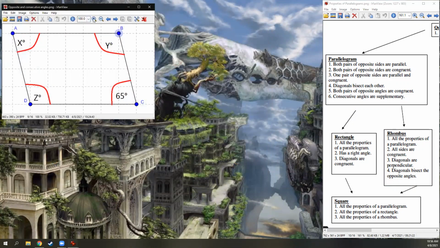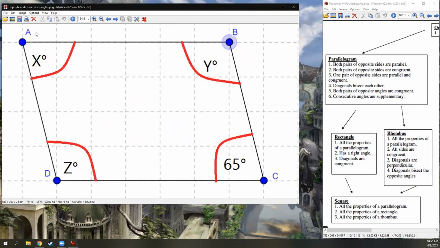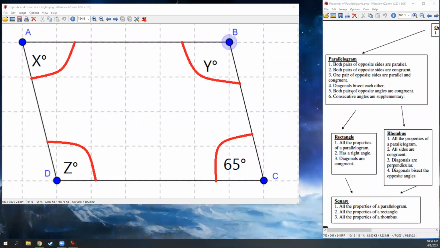Here's another big one. We need to solve for x, y, and z. We need to solve for all of them. So how are we going to do that? Well, we're dealing with angles in a parallelogram, which means we're looking at the last two properties. Both pairs of opposite angles are congruent. Consecutive angles are supplementary. Hold on. Both pairs of opposite angles are congruent.